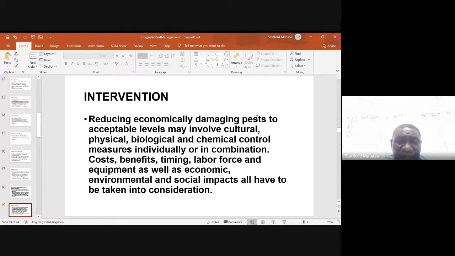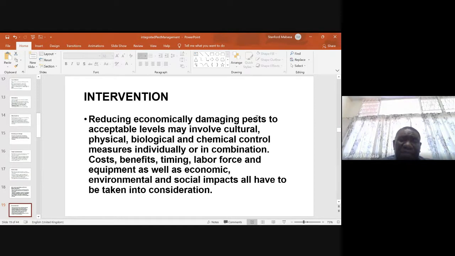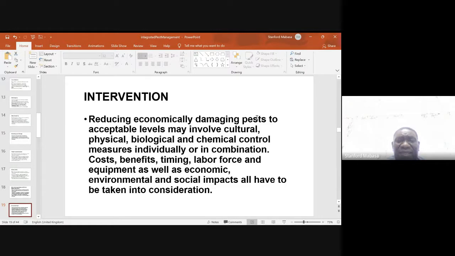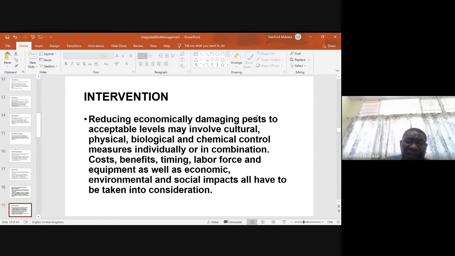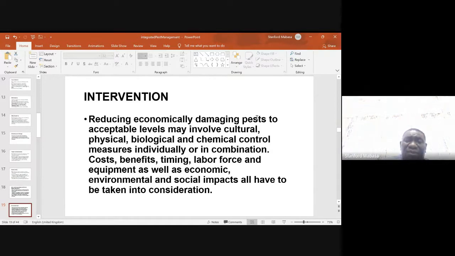Other things which have to be considered are costs, benefits, timing, labor force, and the equipment which is going to be used. The effects on the environment and on the social status should also be evaluated.